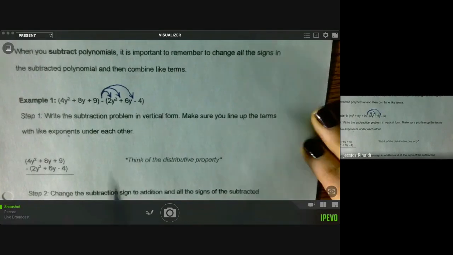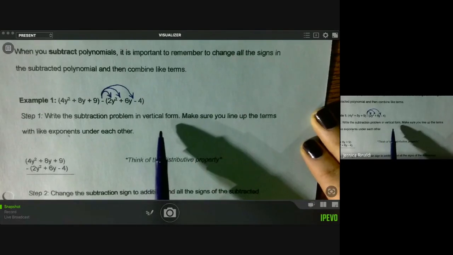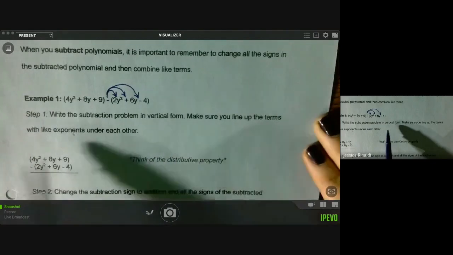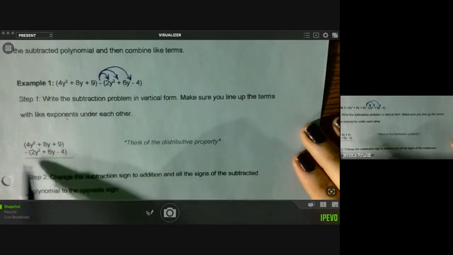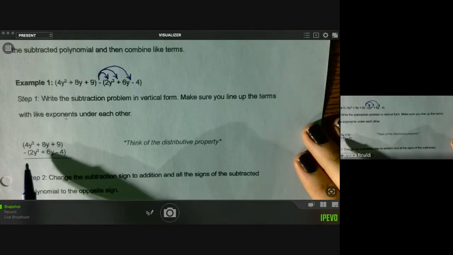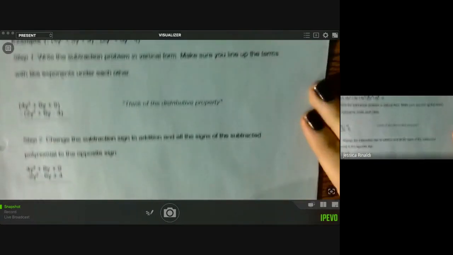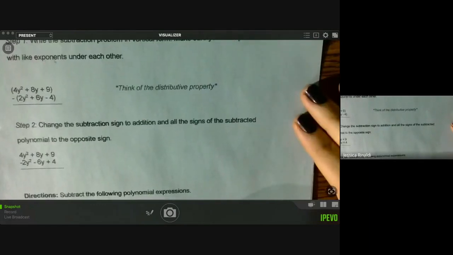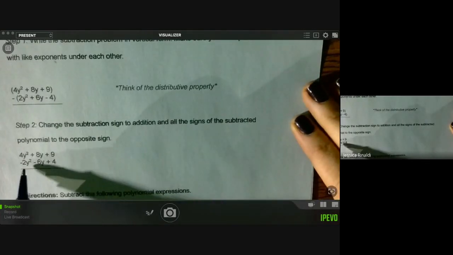So step 1, write the subtraction problem in vertical form if you want to. You don't have to. You could still do this horizontally. Make sure you line up the terms with the exponents under each other that are like. In this step, all I did was rewrite it in vertical form so that you can see it a little bit better. And I put here, think of the distributive property. In step 2, change the subtraction sign to addition and all the signs of the subtracted polynomial to the opposite sign. So basically this step took that minus sign and distributed it to all 3 pieces.